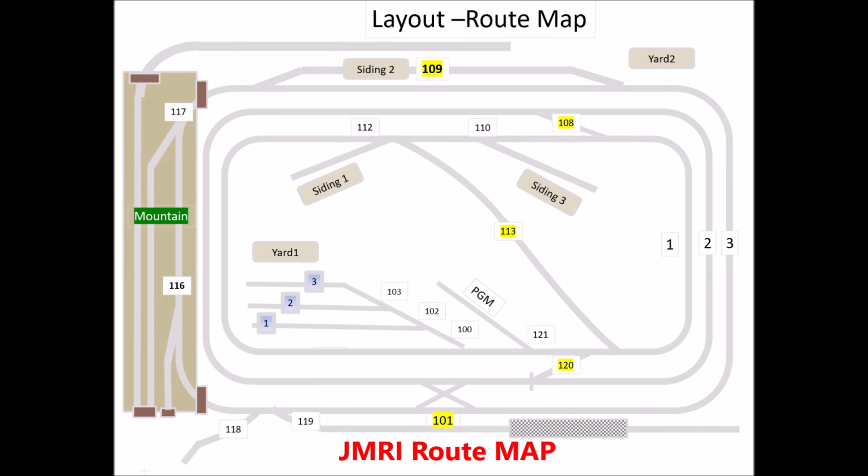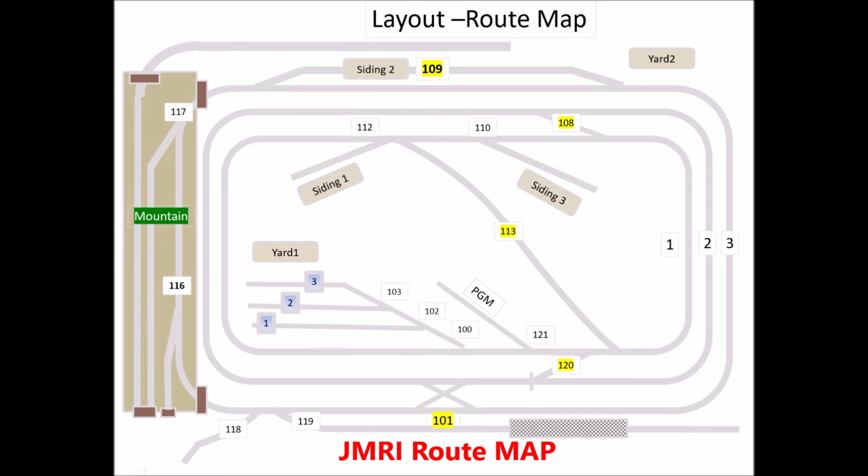This is the layout route map template. This is the template I use to put my different routes on, one at a time. And this is basically the same as you saw before, except it's grayscale. It has a little more detail, the mountains, the mountain here on the left, and all of the tied together turnouts, or the connected turnouts, are shown with a yellow highlight.